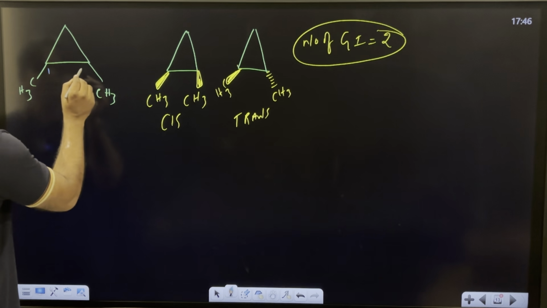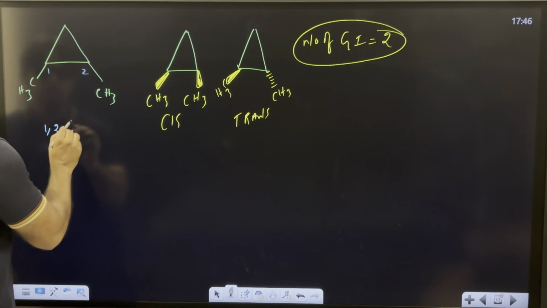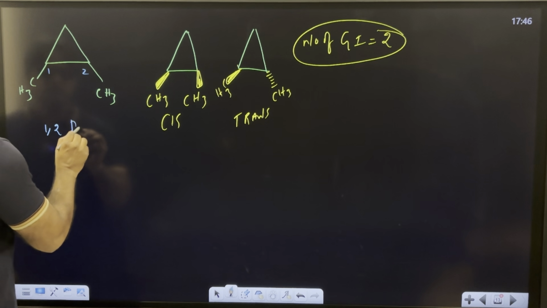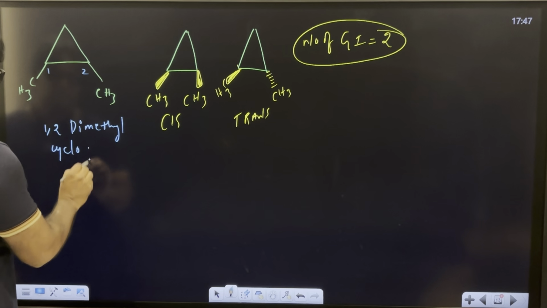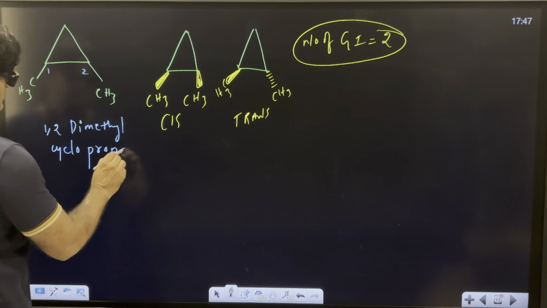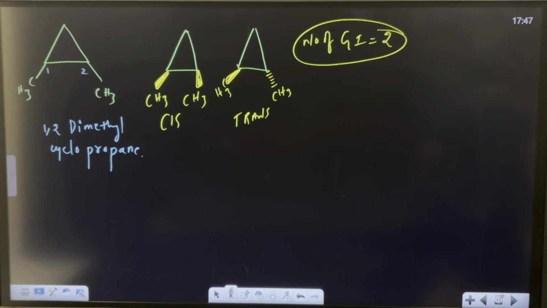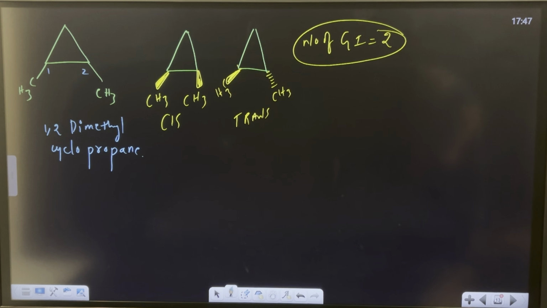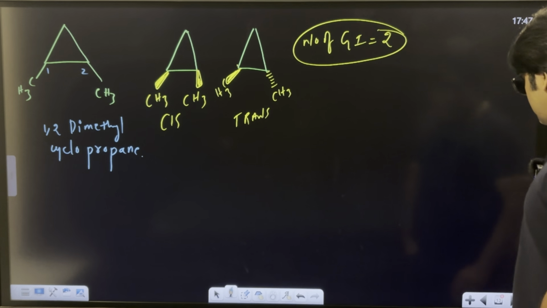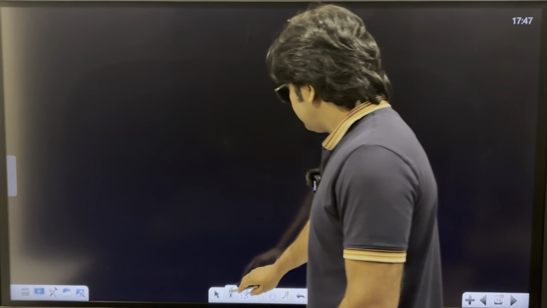1,2-dimethylcyclopropane. Yes, it is visible, no problem. Come to the next example.